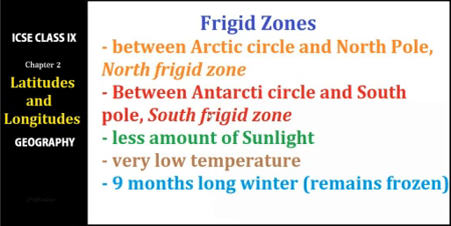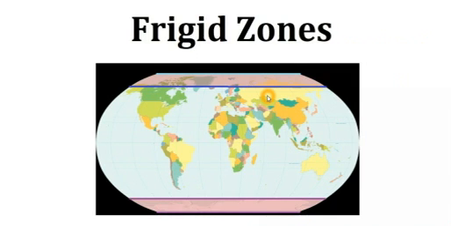In this area, the amount of sunlight received is again much lower than that of the temperate zone. So the temperature is very low. Not only that, almost 9 months of the year is winter, or it remains frozen. Since it remains frozen for most of the year, these zones are named the frigid zone. Right? So these are the frigid zones.